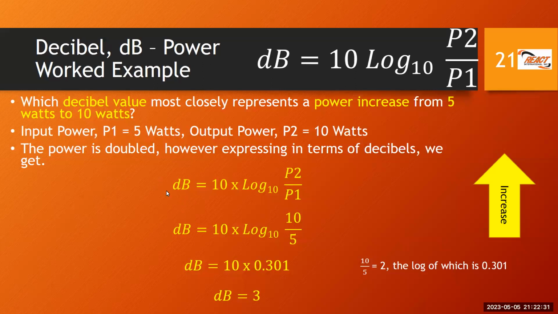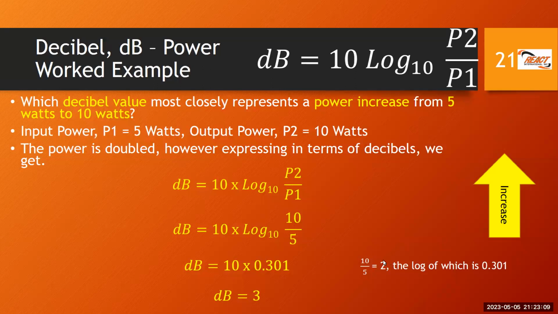So we use our trusty formula. dB is equal to 10 multiplied by the logarithm of the output power over the input power. So dB is equal to 10 multiplied by the log of, what is our output power? 10 watts. What is our input power? 5 watts. So we just simply substitute the numerator and denominators here, and we get 10 multiplied by the log of 10 over 5. So we know that 10 over 5 is 2. So what we need to do is find the log of 2, and that's what we have here on the right-hand side. We say 10 over 5 is 2, right?